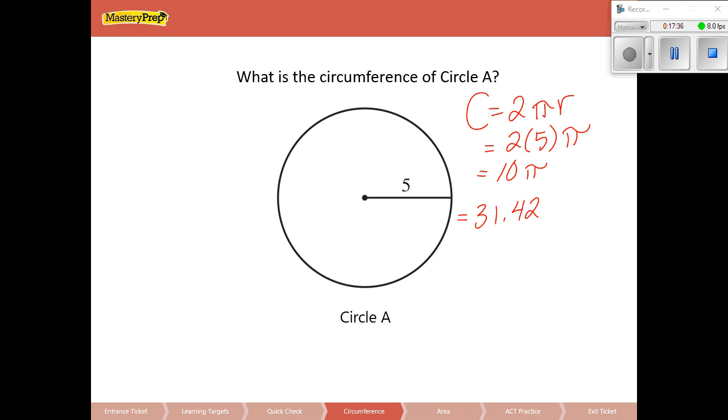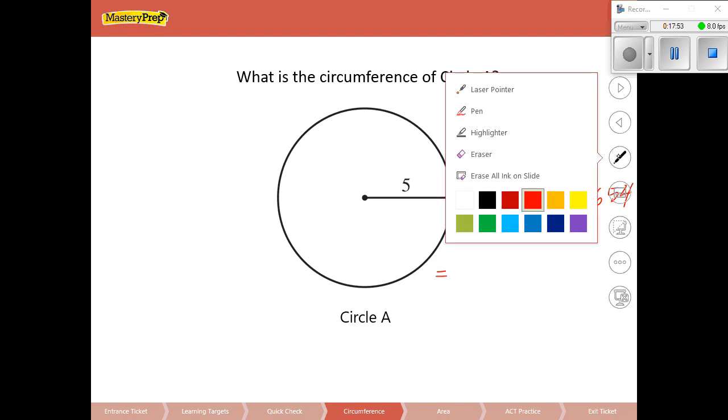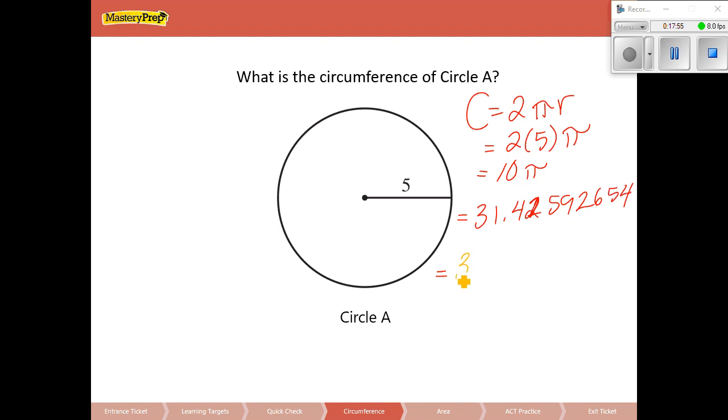31.4. Okay. Now, if we instead treated it as 3.14, it would be 31.4. So there's not a huge difference here. No matter which one we choose, we would have gotten close. Any questions on this here? All right, let's look at the next one.